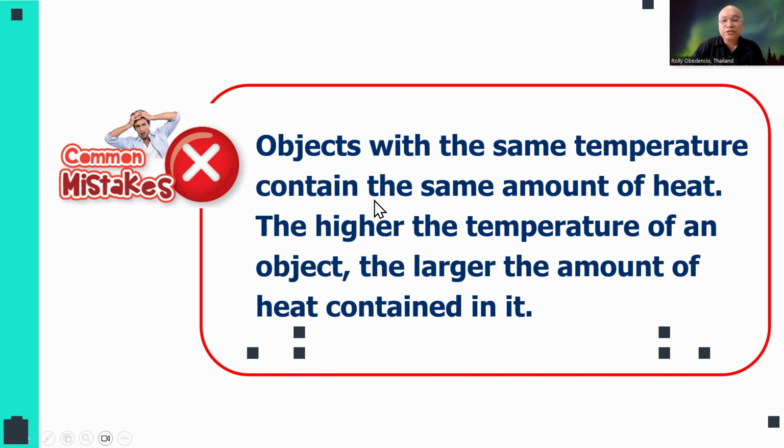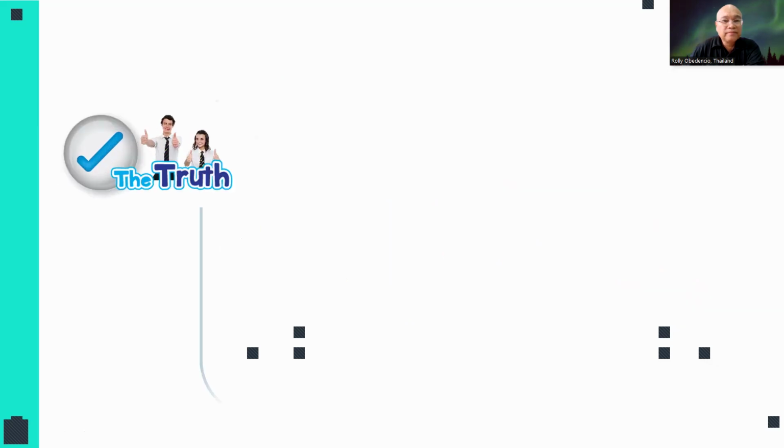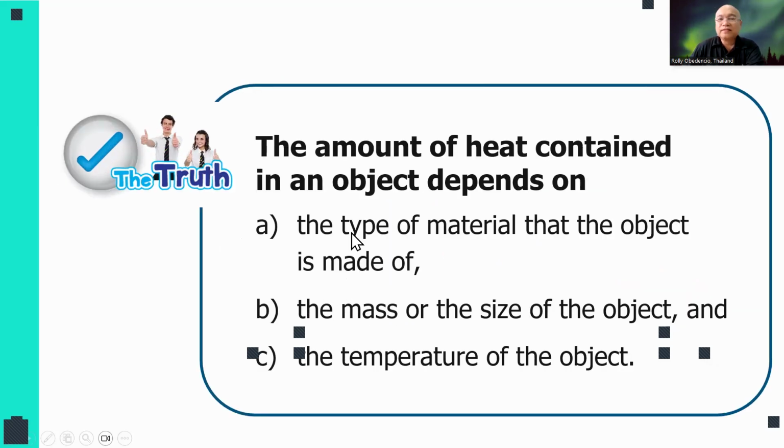Objects with the same temperature contain the same amount of heat. The higher the temperature of an object, the larger the amount of heat contained in it. The truth is, the amount of heat contained in an object depends on A, the type of material that the object is made of, B, the mass or the size of the object, and C, the temperature of the object.